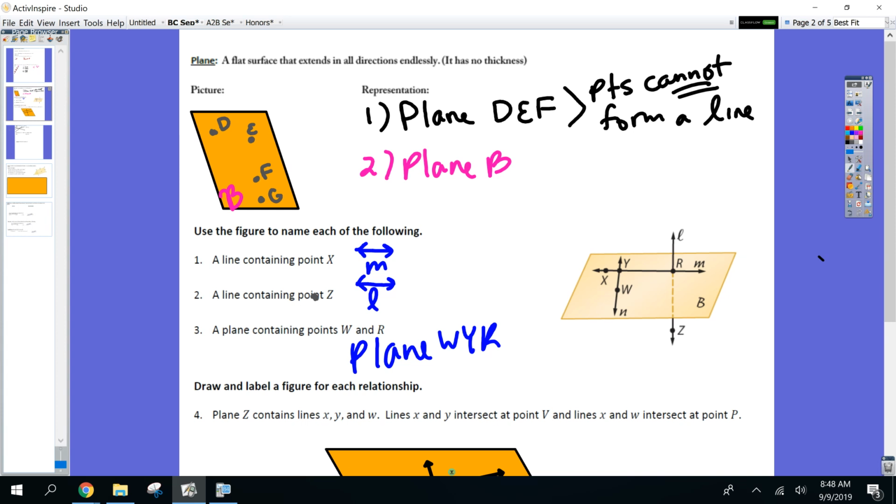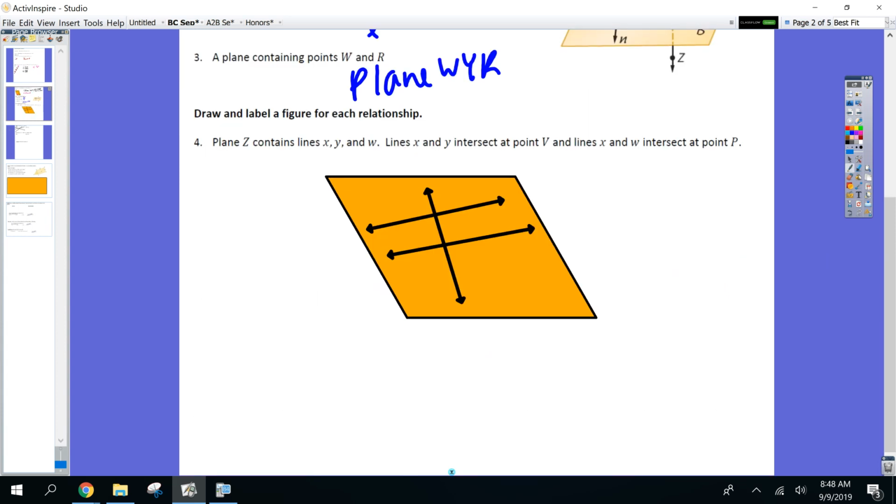And how'd you guys do with 4? All right, I cheated a little bit from period 1. First of all, plane Z. So somewhere in the corner here, we should have a capital Z. That tells me it's plane Z. Somewhere in the corner. All right. I have line, ready? Here we go. Lines X and Y intersect. Okay. So I'll put that as X and that's Y. Does not have to match mine.